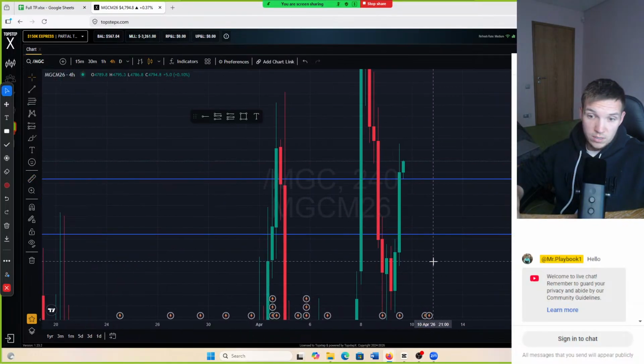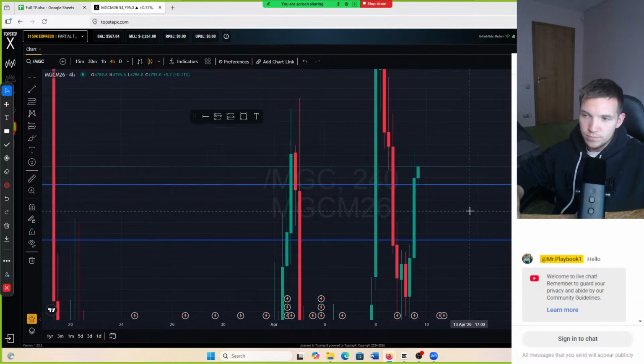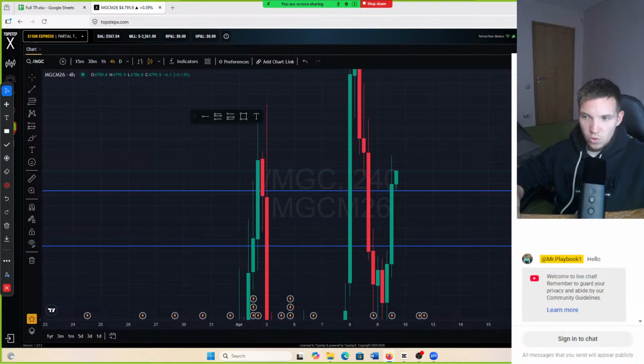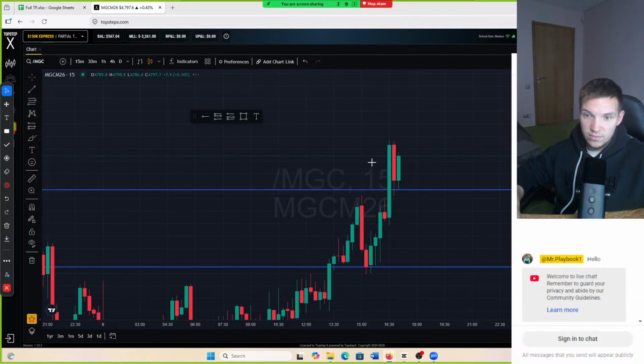Obviously it can do. It did it here, very small wick, and just popped up. But for me, I need more than this. If it would be just the 15 minute, then I don't need a big wick.